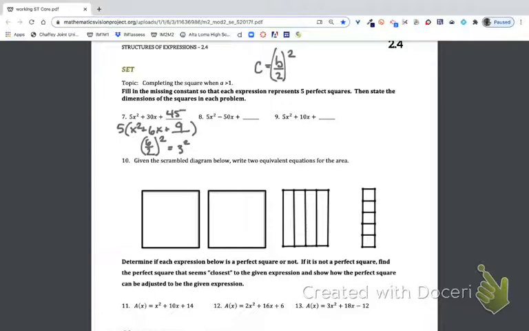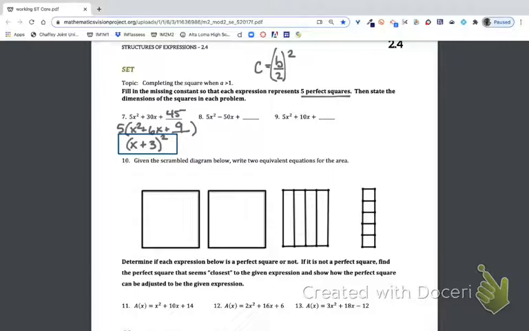The last part here is it's asking us to determine the dimensions of the squares in each problem. So the dimensions of the squares, okay, remember, 5 perfect squares. So what are the dimensions of this area? We need to think about what two terms can multiply to get what's on the inside. So we know that the dimensions are going to be x plus 3 squared. So the dimensions are right here, x plus 3 times x plus 3.